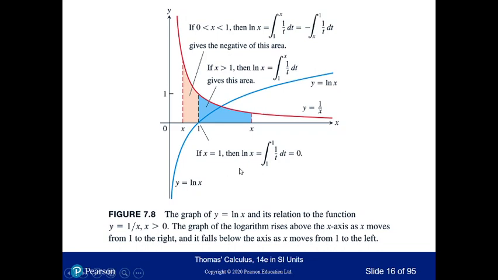What is ln 1? ln 1, at x equals 1, is the integral from 1 to 1 of 1 over t dt, but we know the integral from a to a of f of x is 0, so ln 1 is 0. We know that, right? And it's this point. ln 1 is this point. All right.